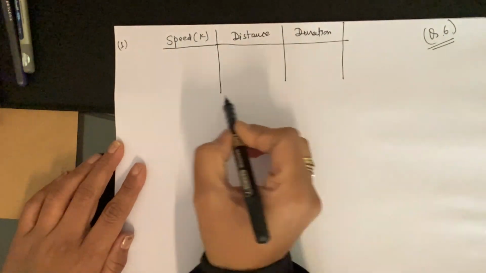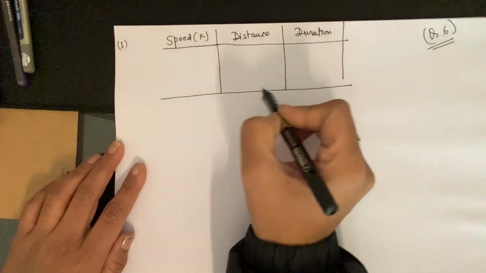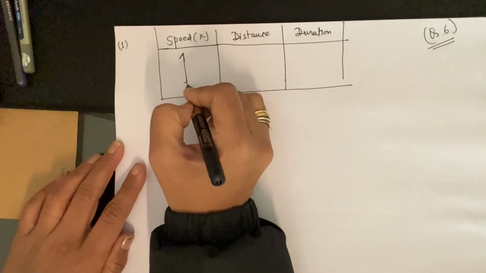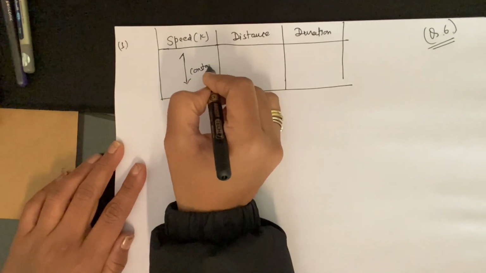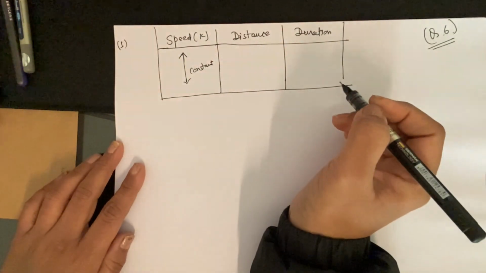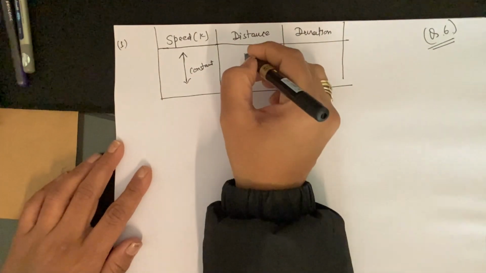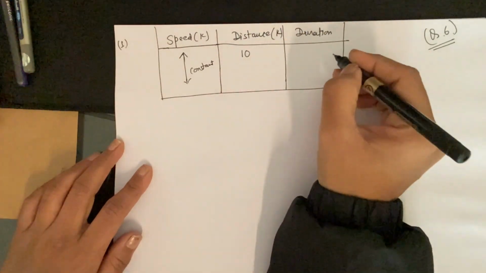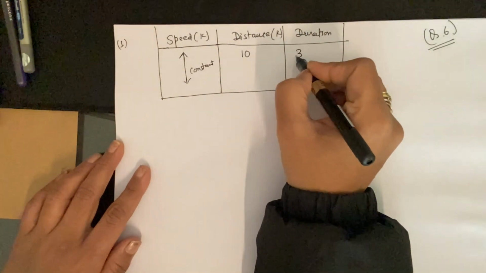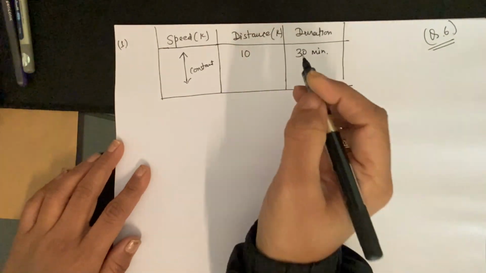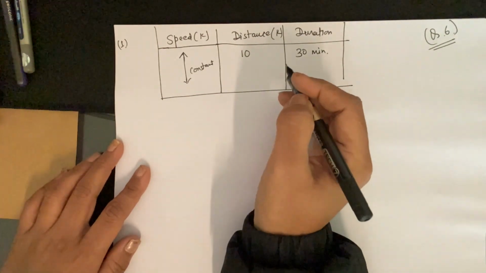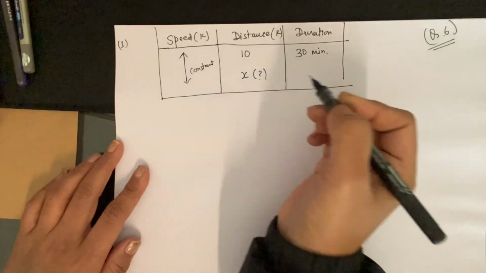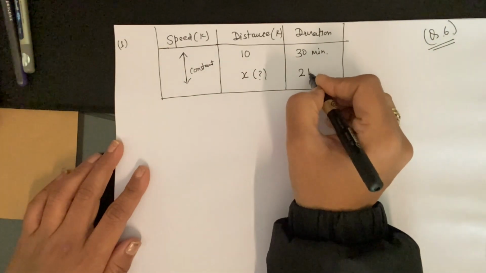So the first step that we have done is to define all the variables, and we need to know the constant variable also. The speed is the constant variable here, so that we can do our calculation. Now it's given that the cyclist covers 10 kilometers, so the distance is in kilometers, in 30 minutes. How much distance would she cover in 2 hours? This is being asked.